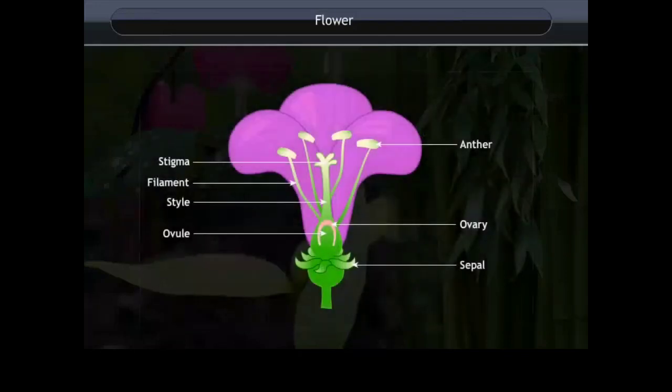The structure of flower is not always the same. The number of sepals, petals, stamens and pistils may be different in different flowers. In some flowers, some of these parts may be absent.